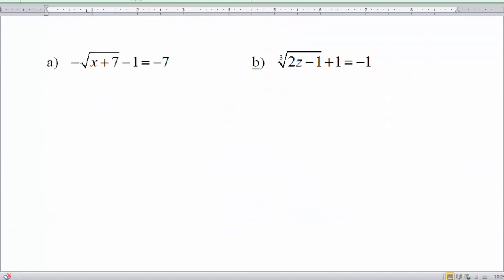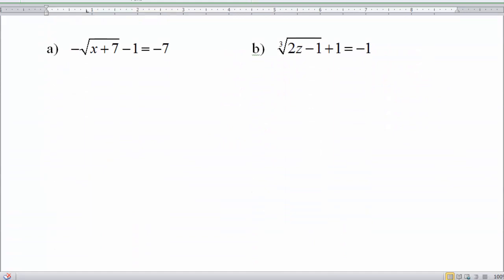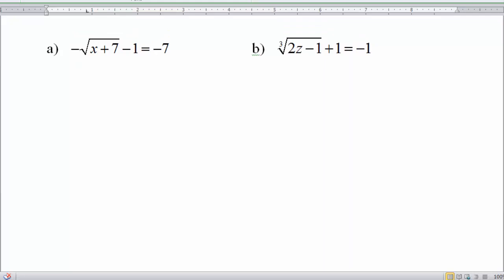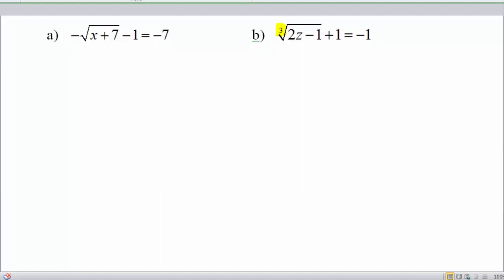Alright? And then these examples here, A and B, I'm going to ask you these as two of the pre-class quiz questions, so I'm not going to do those. Just note that in part B here, in example B, there's a cube root, so to undo that, you're not going to square, you're actually going to cube, right? So those will be pre-class quiz questions.